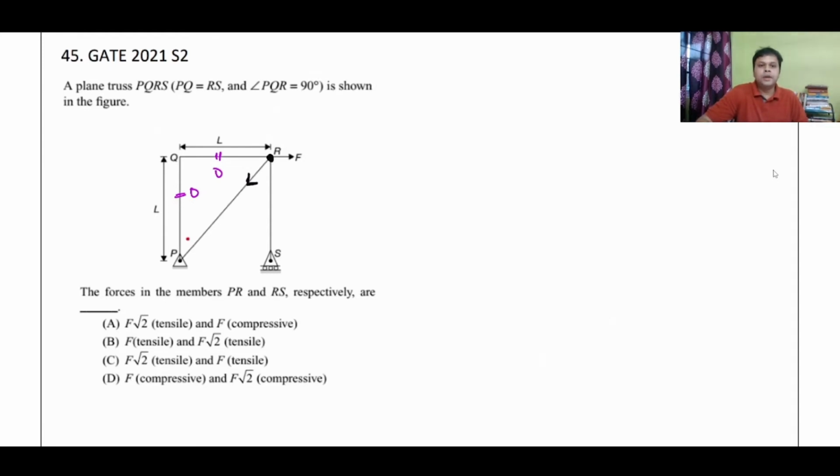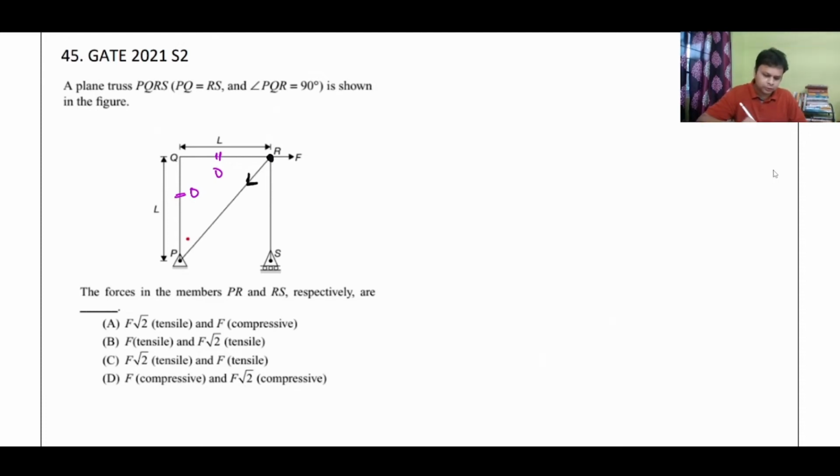The member PR will be under tension and member RS will be under compression. So direction of forces will be this. Again, this is something very interesting. There is no other possibility. You try to reverse it and see this, because the joint R has to be in equilibrium. Any other combination of forces is not possible.